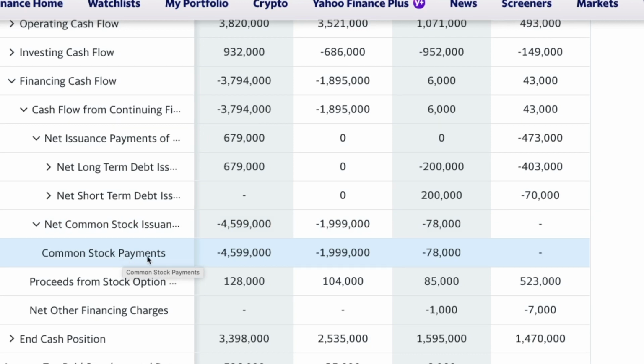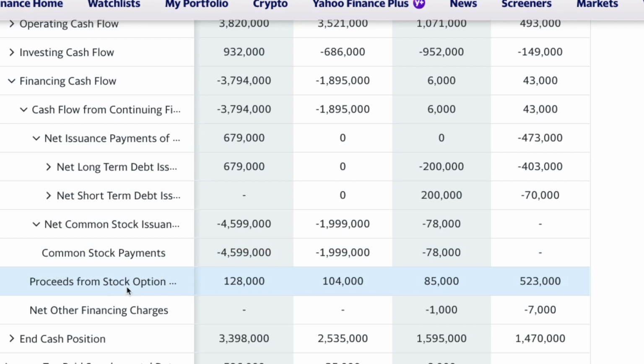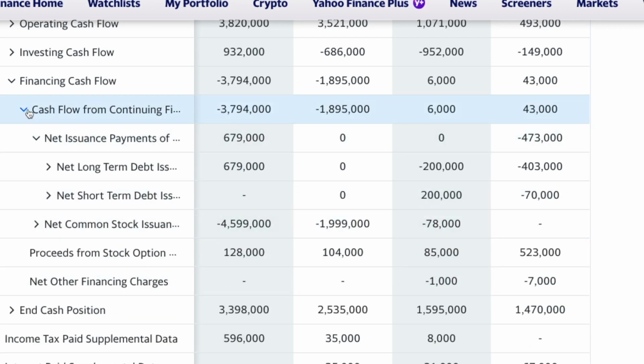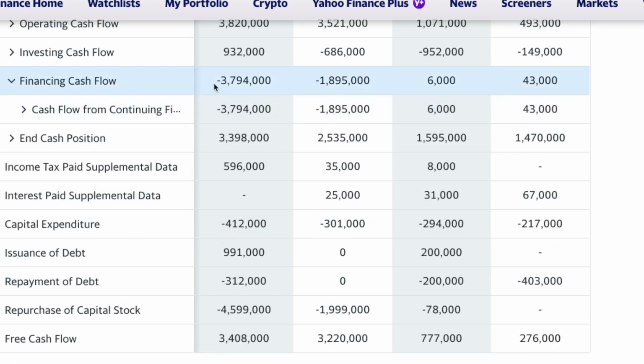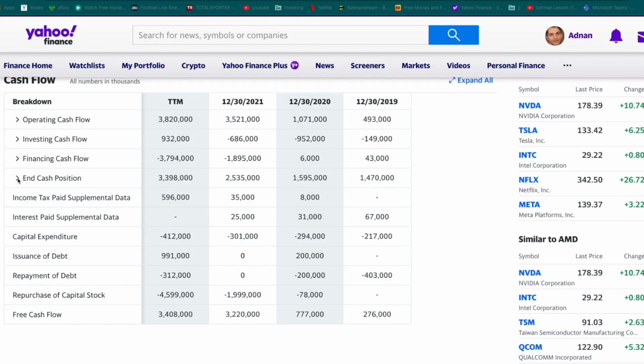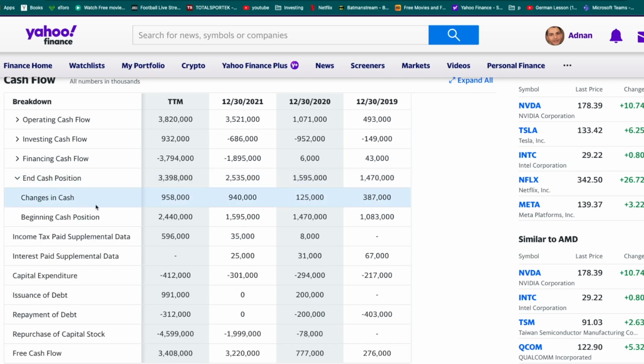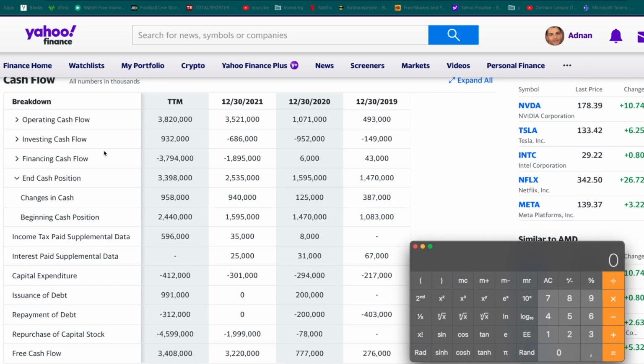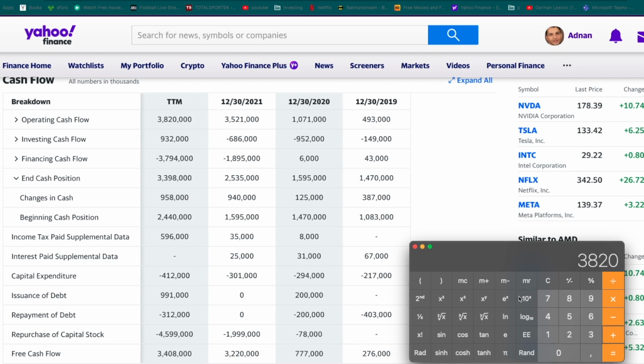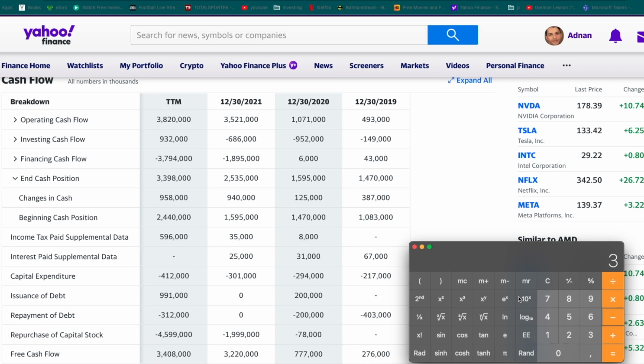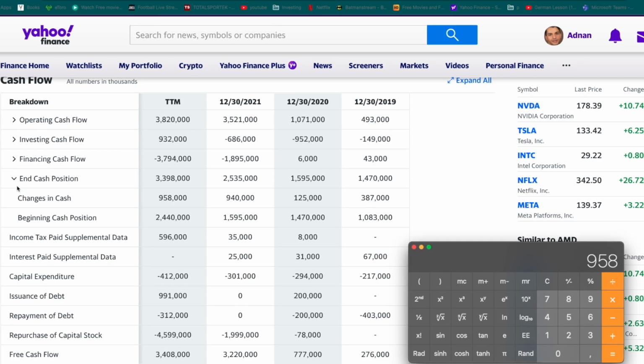Let me just finish the last item: from the stock option they have generated a positive cash flow. If we add all these back, we see that from the financing cash flow we have minus $3.7 billion. At the end, the company has a change in cash position of $958 million. We get this value by taking the operating cash flow, which is 3820, then we add 932 from the investing, and then we minus the financing, which is 3794. And we end up with $958 million.